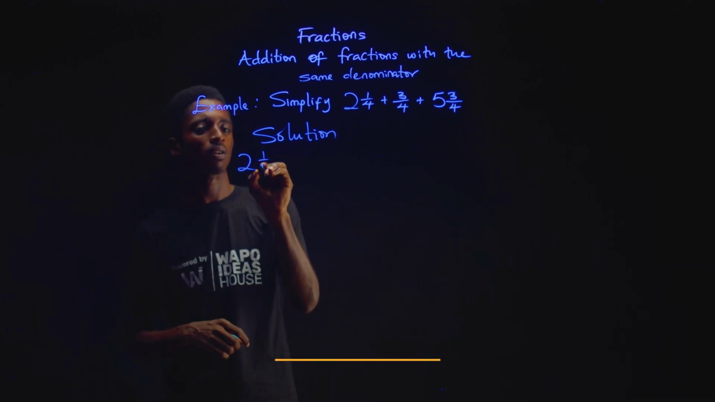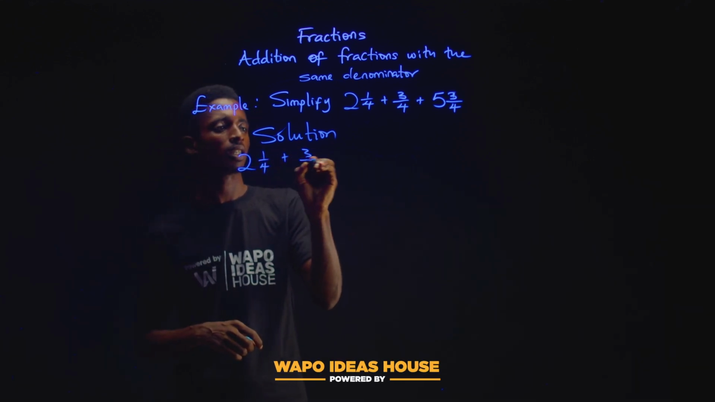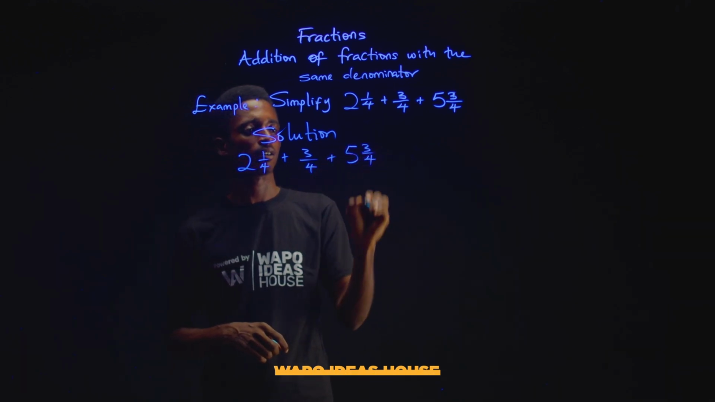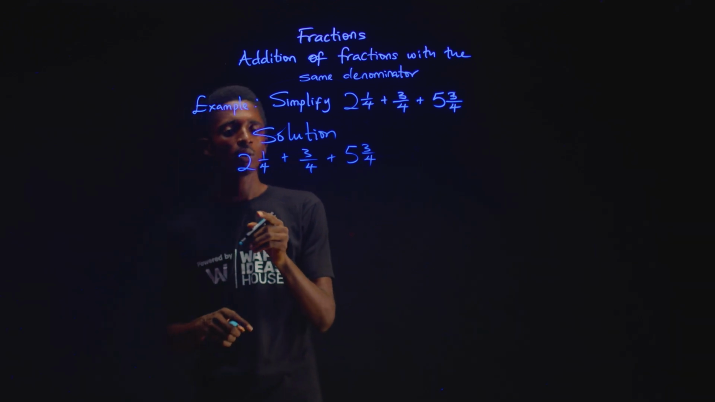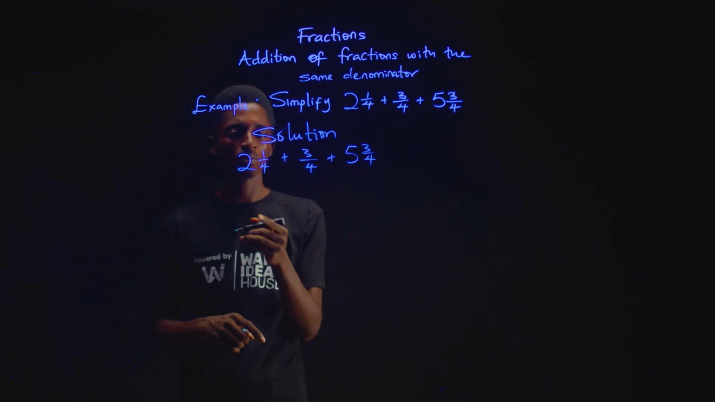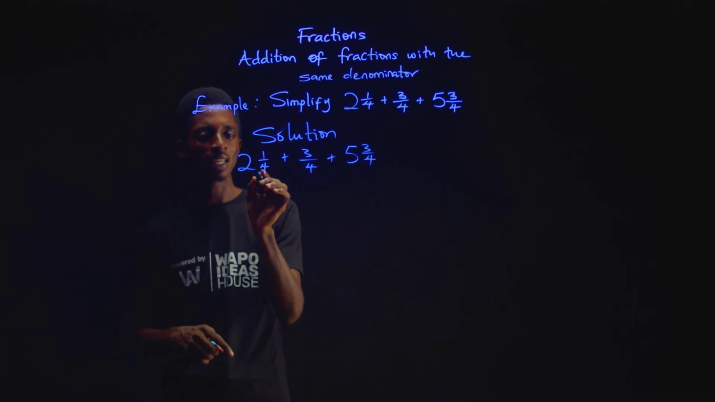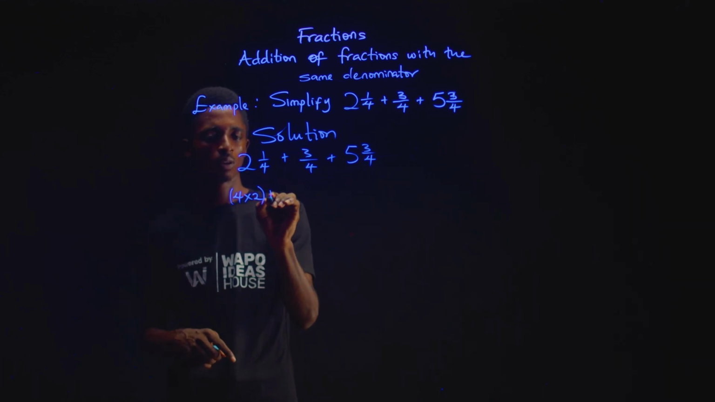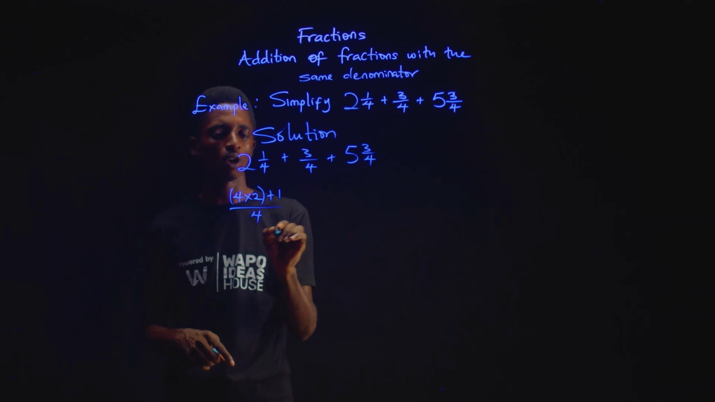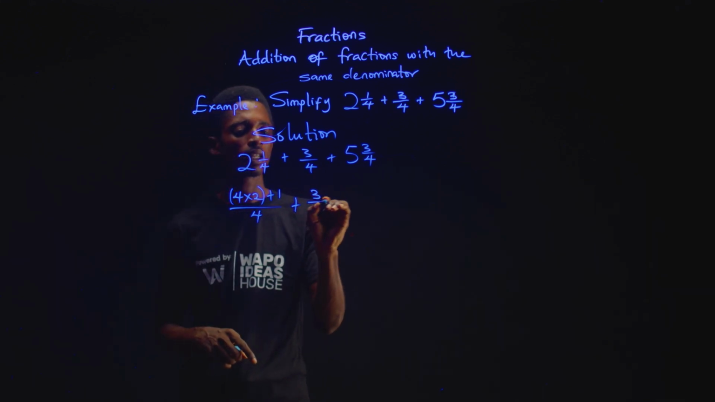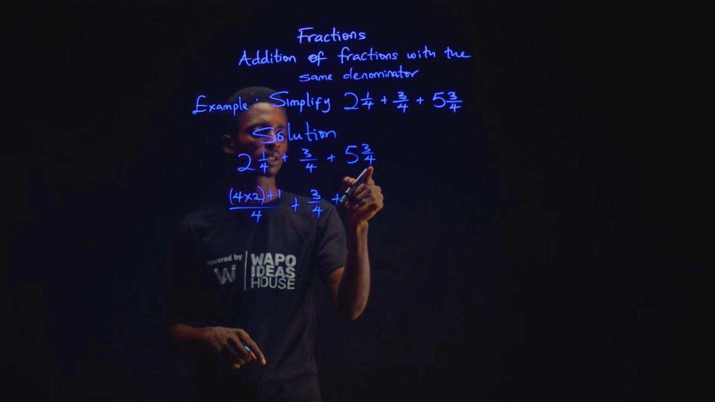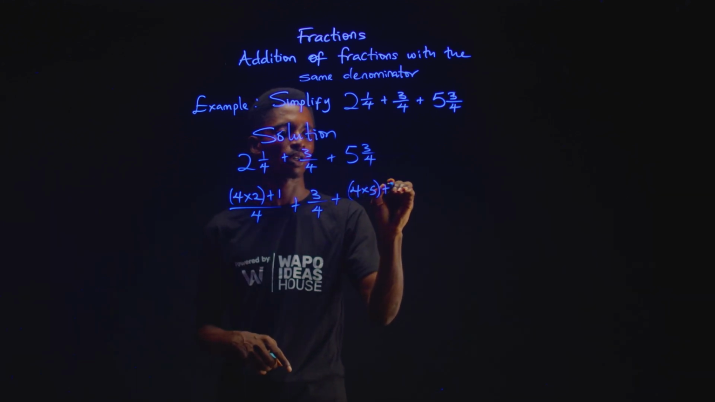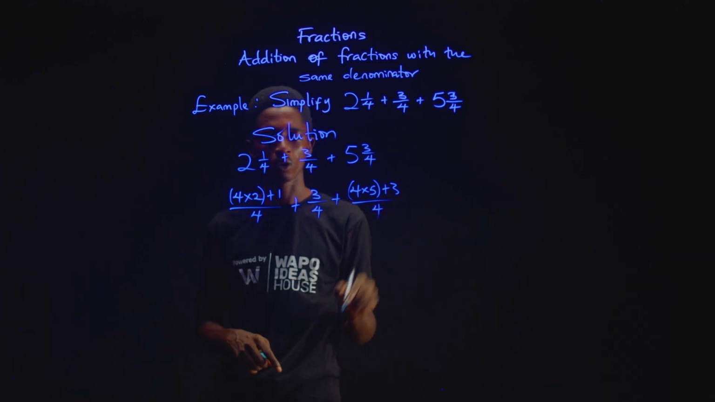2 whole number 1 over 4 plus 3 over 4 plus 5 whole number 3 over 4. Now, we convert them to improper fractions. In this case, we're going to be having 4 times 2 plus 1 over 4 plus 3 over 4 plus 4 times 5 plus 3 over 4.